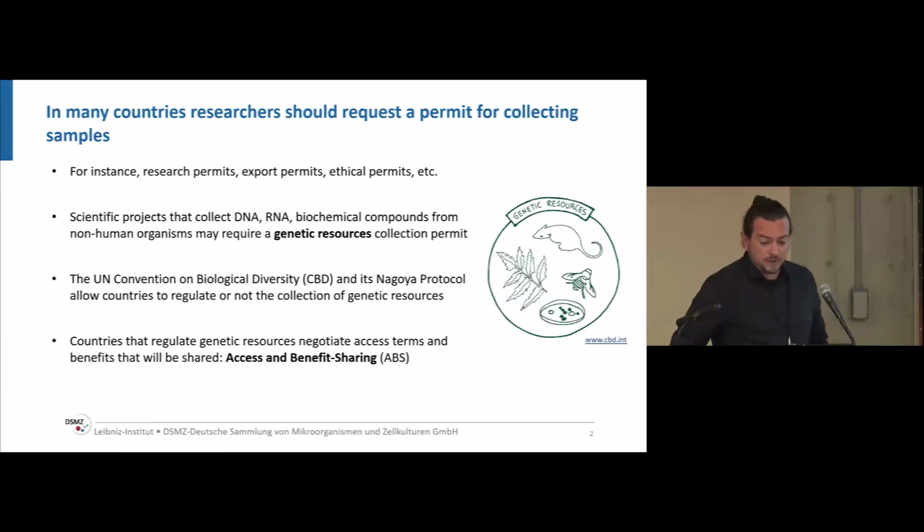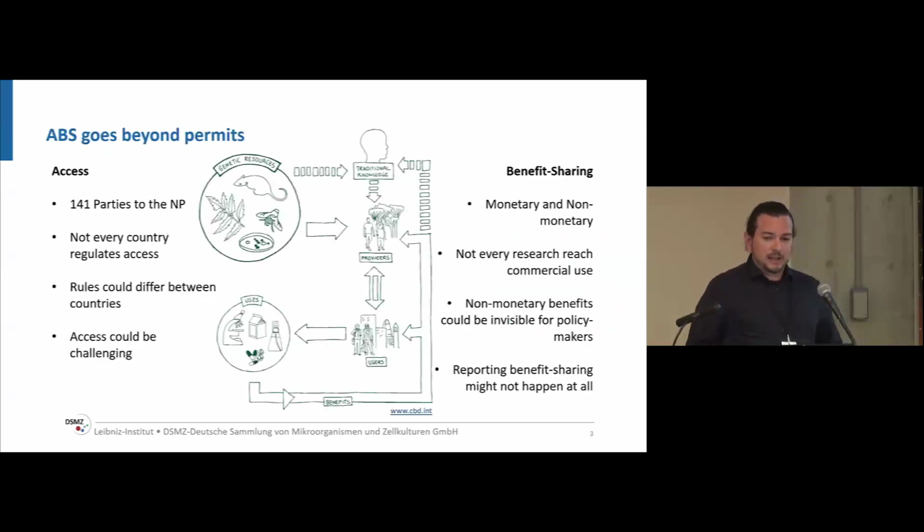In many countries, researchers should request a permit for collecting samples. This could be any different sort of permits. When the scientific project collects DNA, RNA, biochemical compounds from non-human organisms, this project may require a genetic resource collecting permit. In the United Nations context of the Convention on Biological Diversity and its Nagoya Protocol, countries can decide whether or not they regulate the collection of genetic resources. For those countries that decide to do so, they negotiate access terms and benefits that will be shared. This is commonly known as access and benefit sharing, or ABS for short. So these ABS permits are a little bit different from all the other permits.